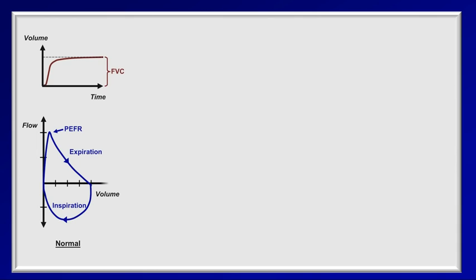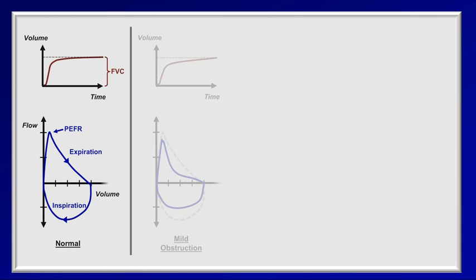What about the variations of the flow volume loop? Aside from the normal, there are 6 typical patterns of which you should be familiar. Here we have a graph of volume versus time on top, and the flow versus time on the bottom for a patient with mild obstruction.